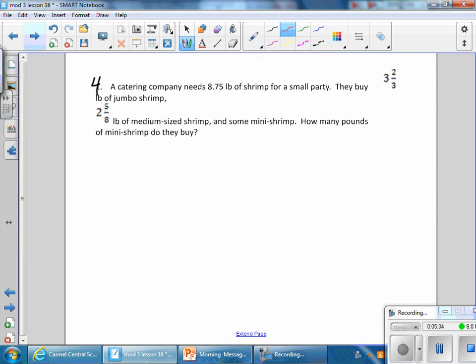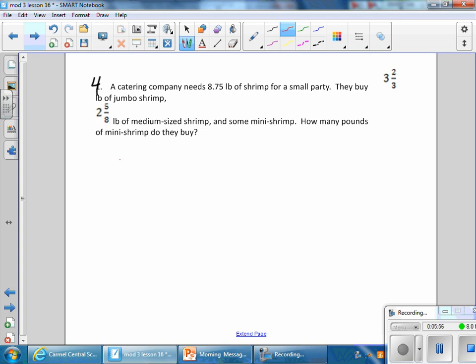Okay, number 4. A catering company needs 8 7/75 pounds of shrimp for a small party. They buy 3 2/3 pounds of jumbo shrimp, 2 5/8 pounds of medium-sized shrimp, and some mini shrimp. How many pounds of mini shrimp do they buy?